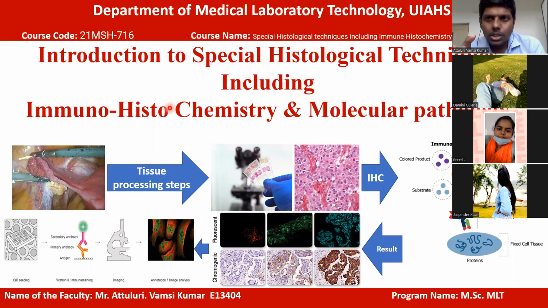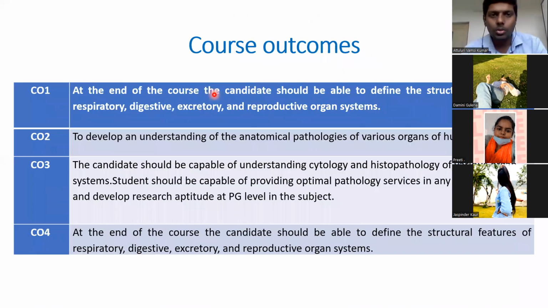So the subject is Immunohistochemistry and molecular pathology, and the subject code is 21 MSH 716. So today we will finalize this topic and we can go to a new topic.